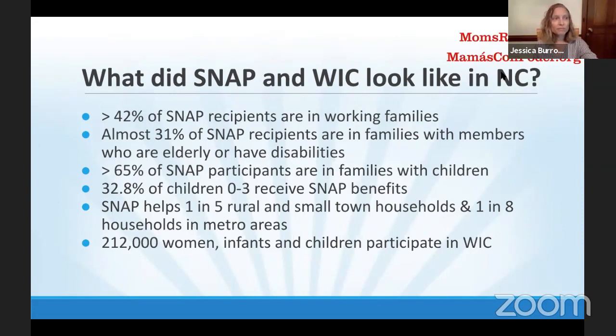32.8% of children 0 to 3 receive SNAP benefits, and that's higher than the national average of 29.8%. And SNAP helps 1 in 5 rural and small town households and 1 in 8 households in metro areas. And 212,000 women, infants, and children in North Carolina participate in WIC.